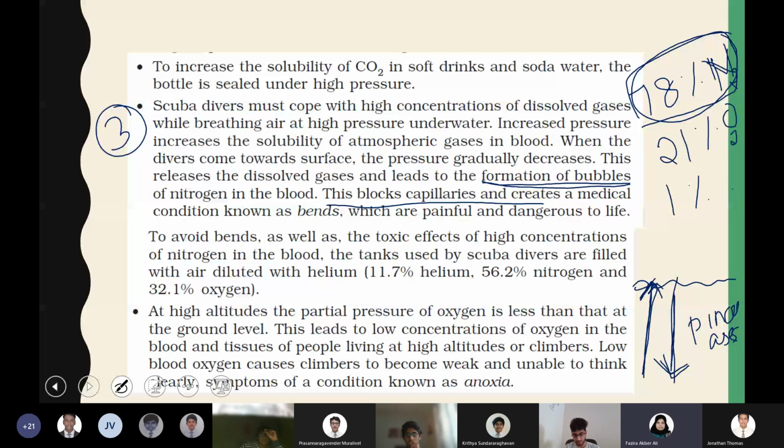If the transport of the blood is disturbed, that is a life-threatening situation. It's a very painful situation called bends. Bends is a medical condition where the transport of blood is disturbed due to the blocks formed by the formation of bubbles, and it's dangerous to life.